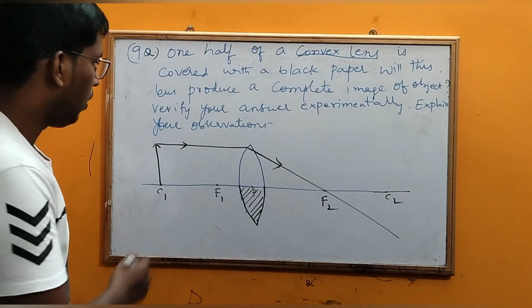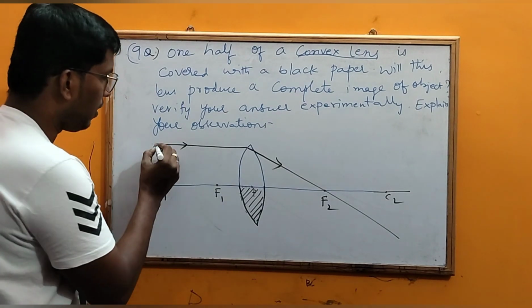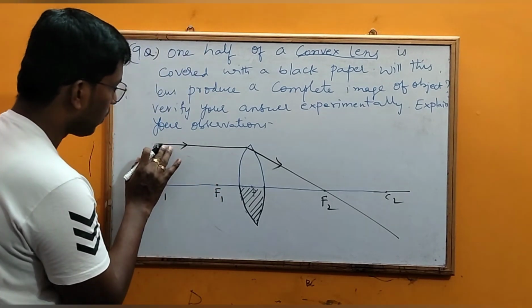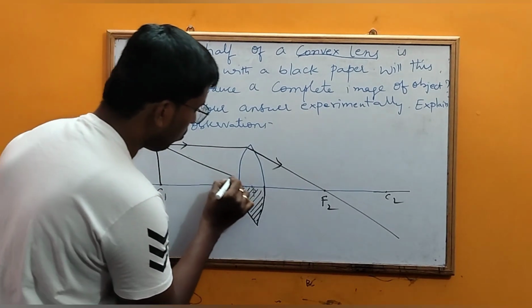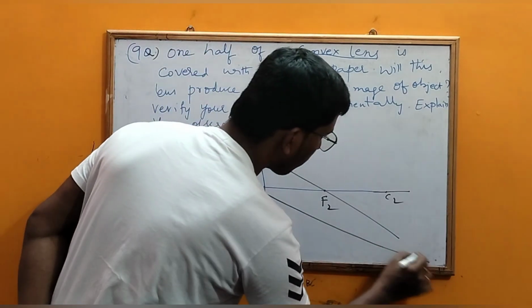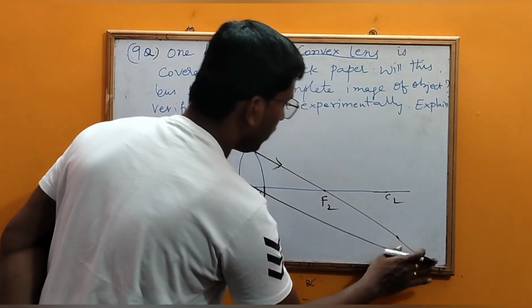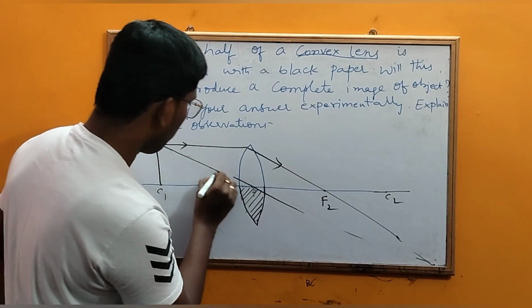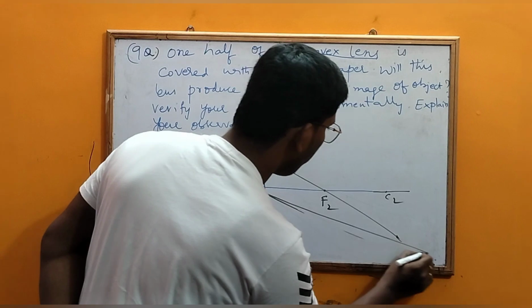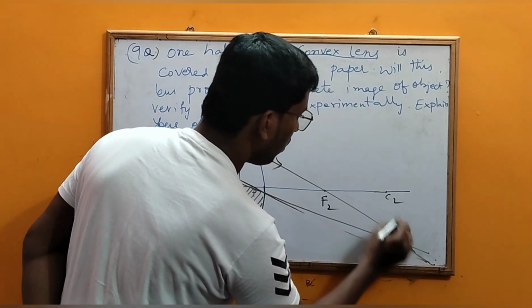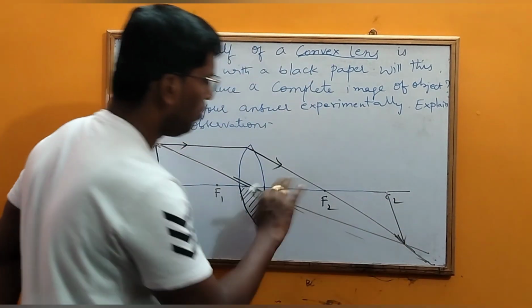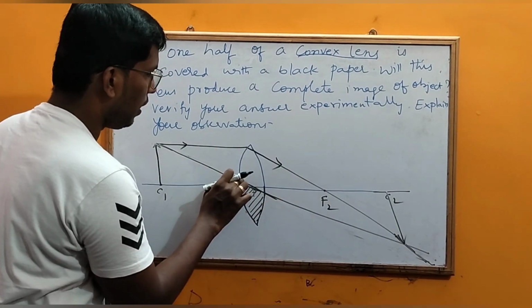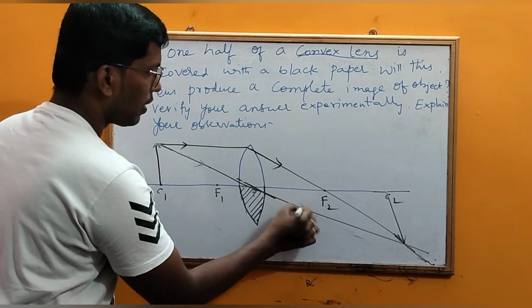Fine. Now to get the image, consider another light ray passing through the optic center. Imagine that both the light rays will meet at this point. So here I will get the image. This is the image of the object. If you use a scale and draw it properly, you will get the correct diagram.